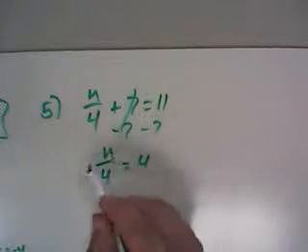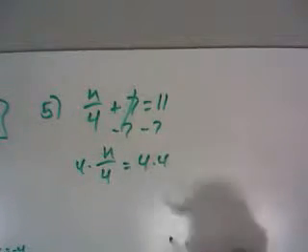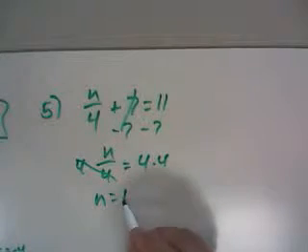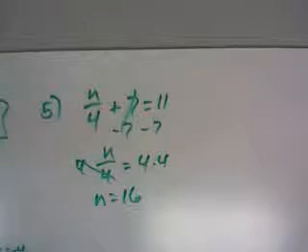And then I want to undo dividing by 4. So I'm going to multiply by 4. N will equal 16. All right. That was number 5. Let's take a look at number 6 then.